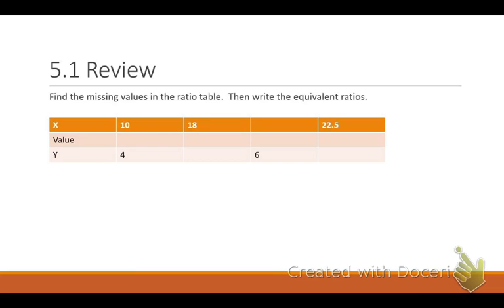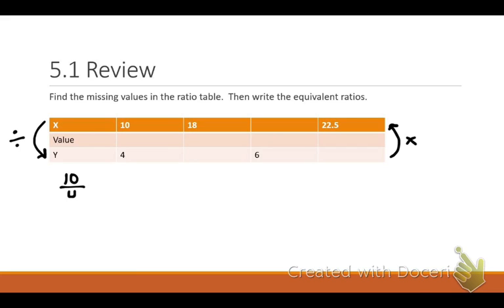So remind me, guys, if I am going from top to bottom, what do I do? Divide. Good job. And the opposite, if I'm going from the bottom to the top, what should I do? Multiply. So we're going to always start with this first one that we have right here. I'm going from a 10 down to a 4. What operation do I need to do?